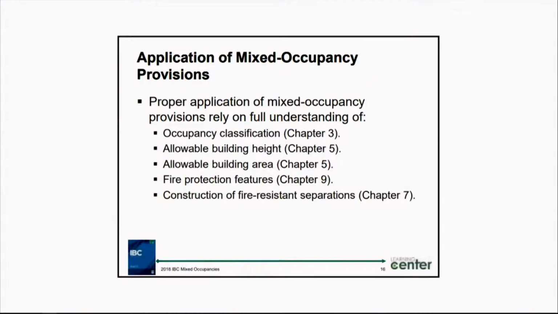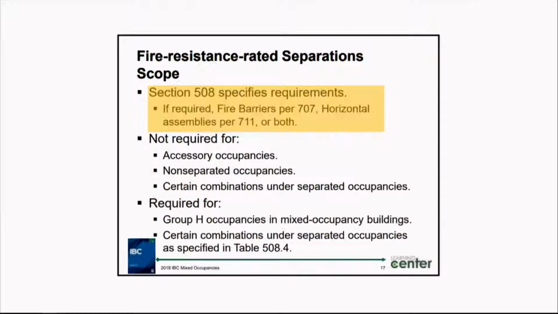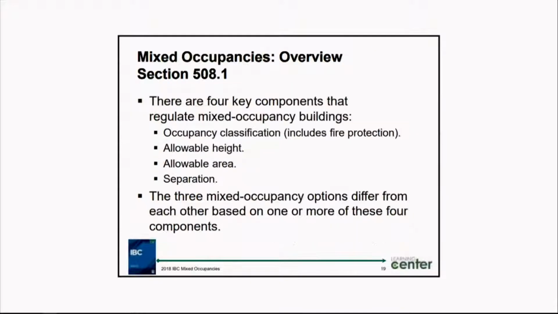Again, back to this presentation. They discuss how 508 is very specific in its requirements, that they are required in some cases and not required in others. Fire barriers are per 707, horizontal assemblies are per 711. We understand all those requirements. The 4 key components are the occupancy classification, the allowable height and areas of the buildings, and finally the separation. All of those must be achieved.